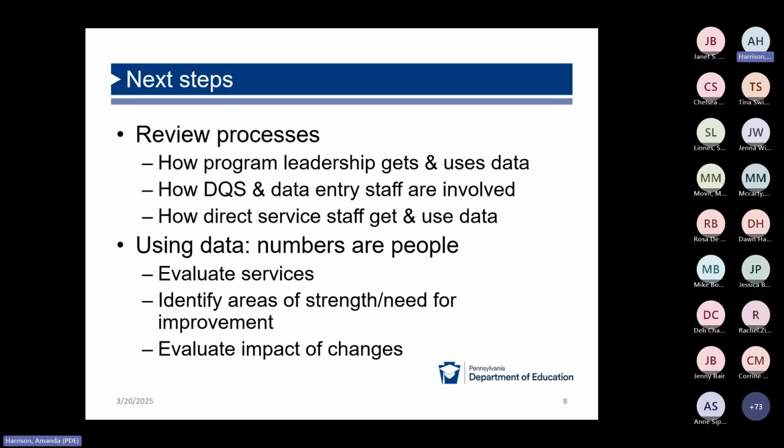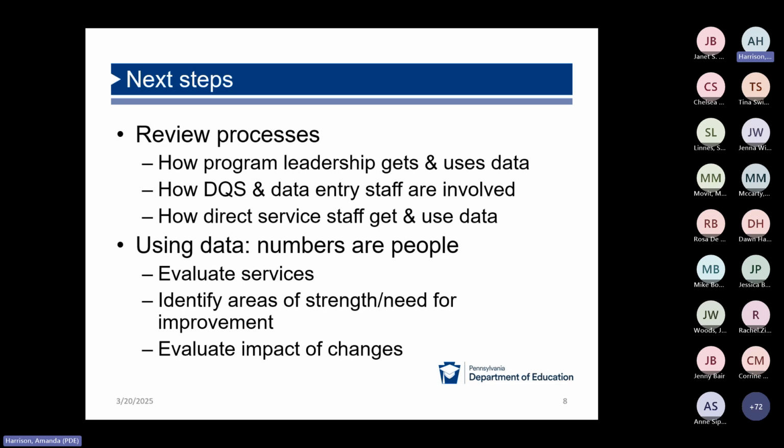Just some recommended next steps for you as program administrators and coordinators is maybe to sit down and review your processes. How does program leadership get and use your data? Are you as a program administrator actively using the Access template, or are you kind of depending on your data quality specialist? And maybe you need to have a conversation as a team to say, are we getting the information that we need? If not, what can you ask for?